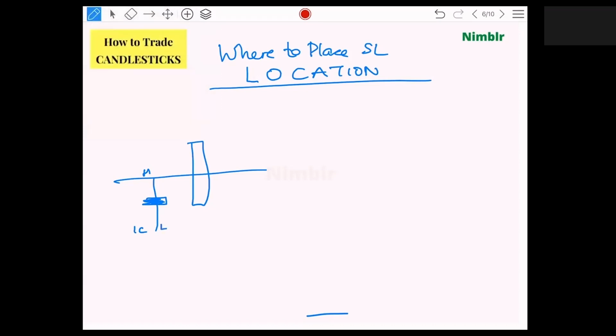If this was your low, you'll say about this is your low. Your stop loss is going to be placed below any IC. It is placed below any IC. Never, never, never below an MC.